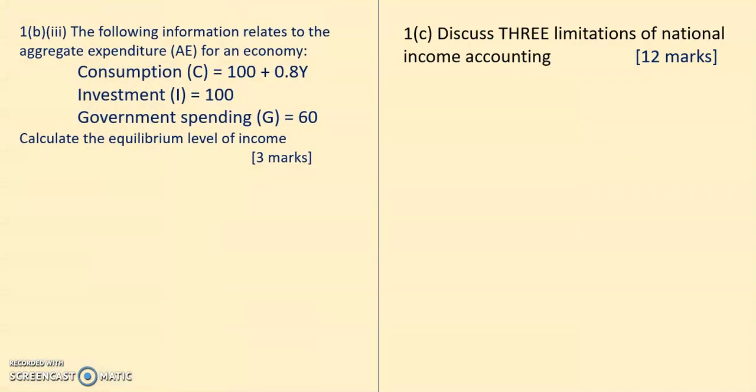so part B3 now says, well, okay, you're given this information relating to the aggregate expenditure of the economy. So we have consumption, investment, government spending, etc., with some figures. And they're asking us to calculate the level of income.